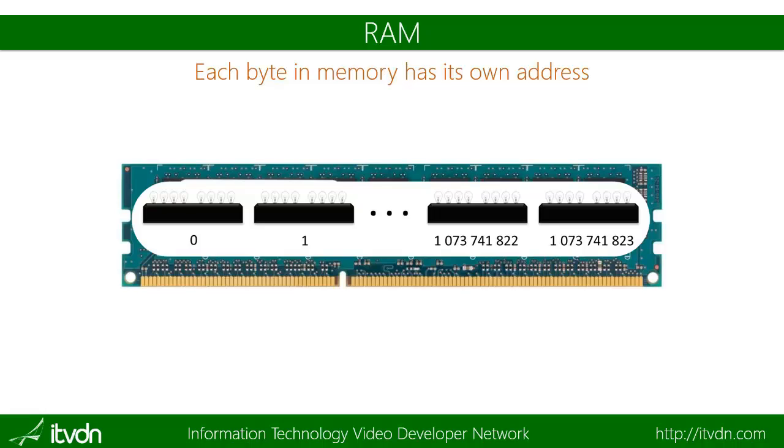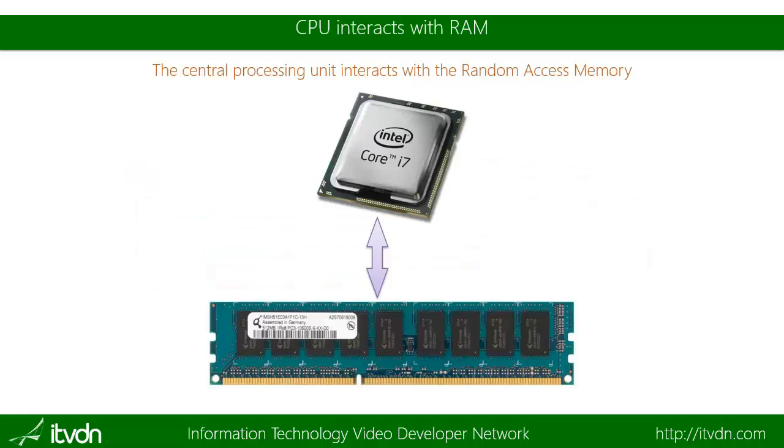Now, the programs that are running on our computer and the data that is being processed by these running programs are stored in this RAM. The Central Processing Unit, or CPU, interacts with the random access memory. How does it do this? It copies the information it needs from the RAM and processes it, and then returns it back into the RAM.